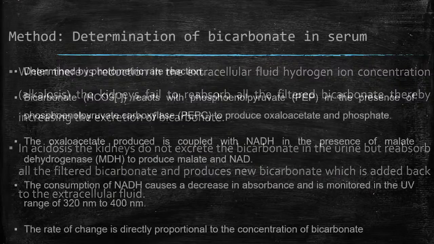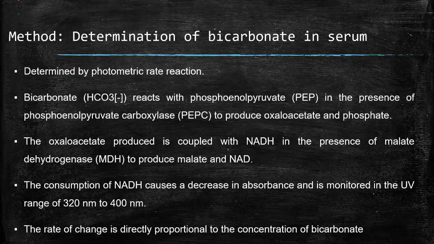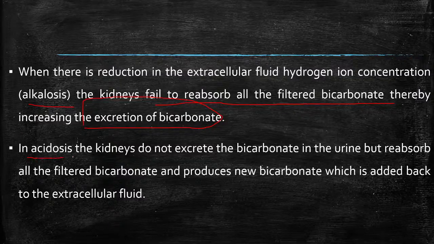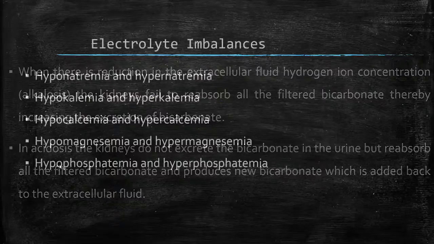Okay, so this is done photometrically. When there is a reduction in the extracellular fluid hydrogen ion concentration, the condition is called alkalosis. The kidneys fail to reabsorb all the filtered bicarbonate, so this increases excretion of bicarbonate. This is how it balances. In acidosis, the kidney does not excrete the bicarbonate in the urine, but reabsorbs all the filtered bicarbonate and produces new bicarbonate to balance the acidity.